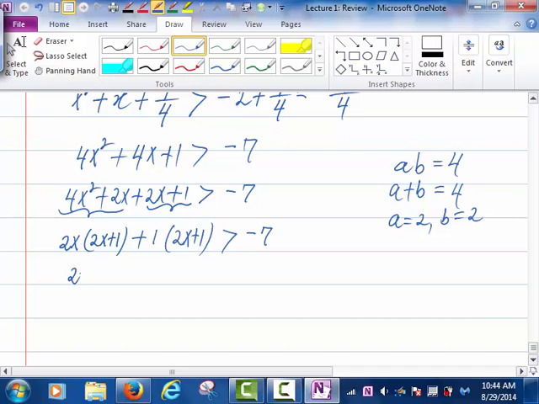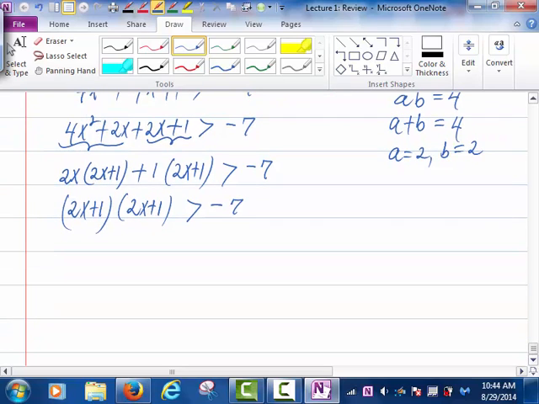And now I can factor out 2x plus 1, and I'm left with 2x plus 1 greater than negative 7, right? Is everybody okay with that? Okay. And what do I get? I get 2x plus 1 squared is larger than negative 7. Is everybody okay with what we did so far?